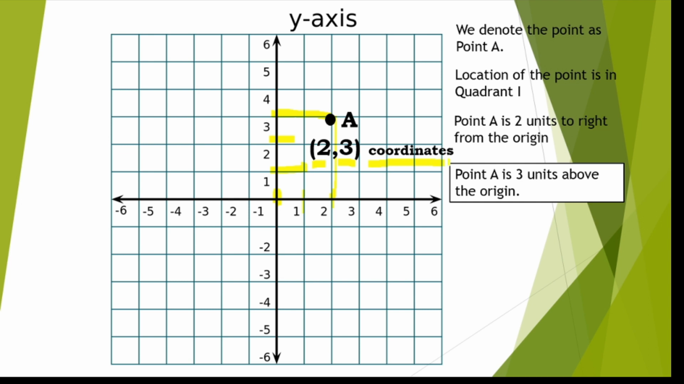Now, what is the value of the x coordinate or the abscissa? Very good. The abscissa is positive 2. How about the y coordinate or the ordinate? Very good. The ordinate is positive 3.